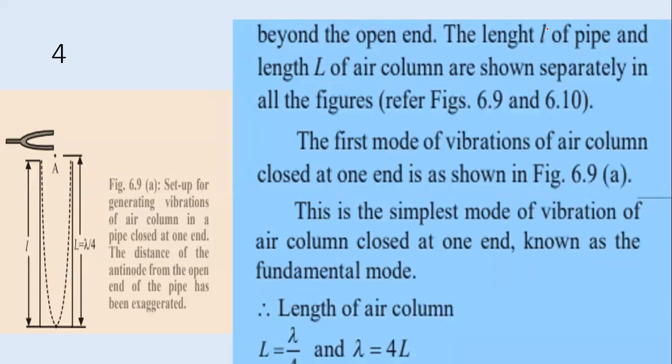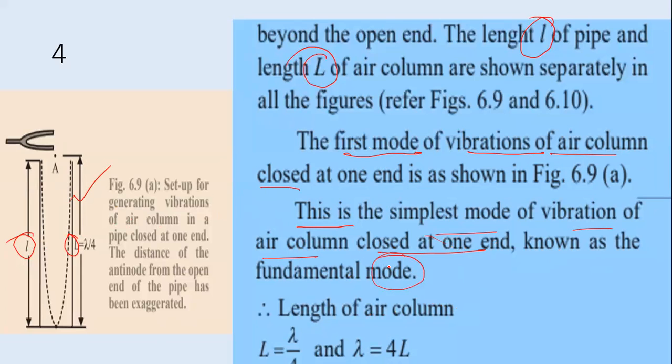The length small l of the pipe and the length capital L of the air column are shown separately in all figures. This is the length of the pipe. This is the length of the air column. The first mode of vibrations of an air column closed at one end is shown in this figure. This is the simplest mode of vibration of an air column closed at one end, known as the fundamental mode.